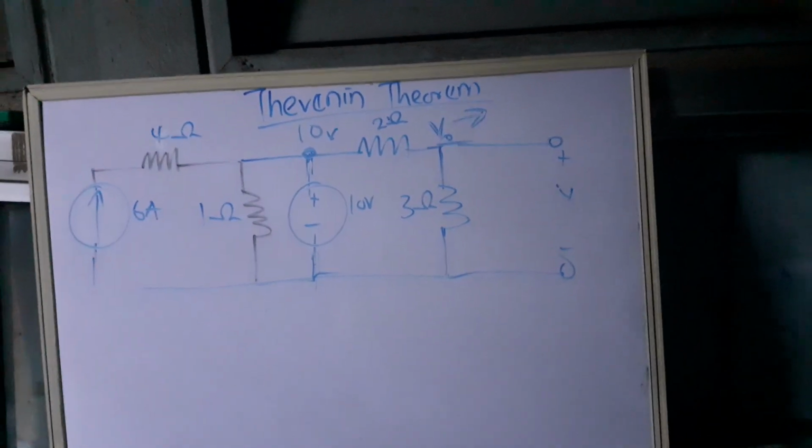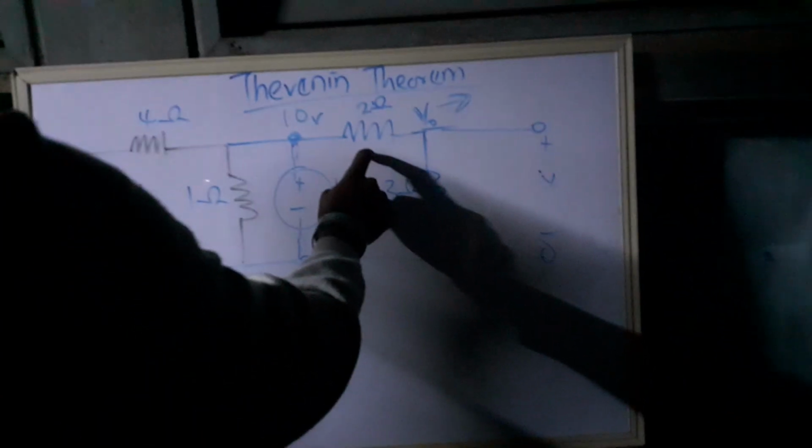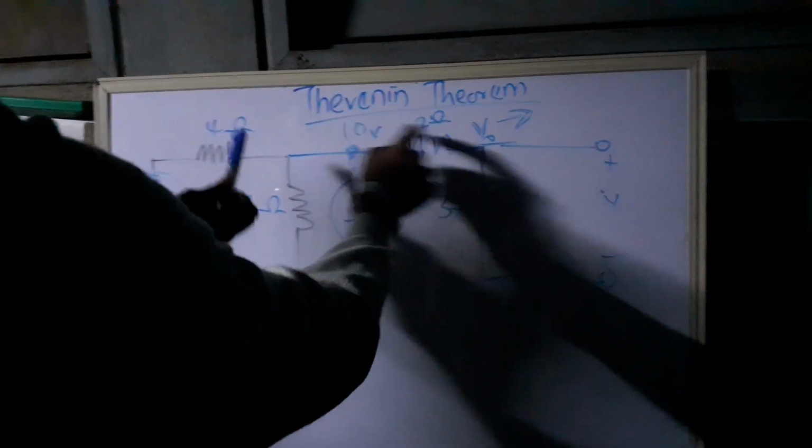You can use voltage divider to get this part. Yeah, to get 0. So if you use voltage divider to get here, you can subtract the value from here to get here.